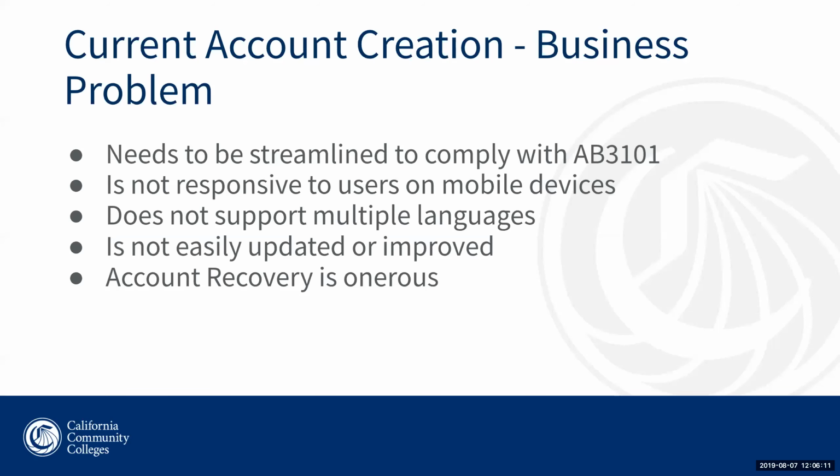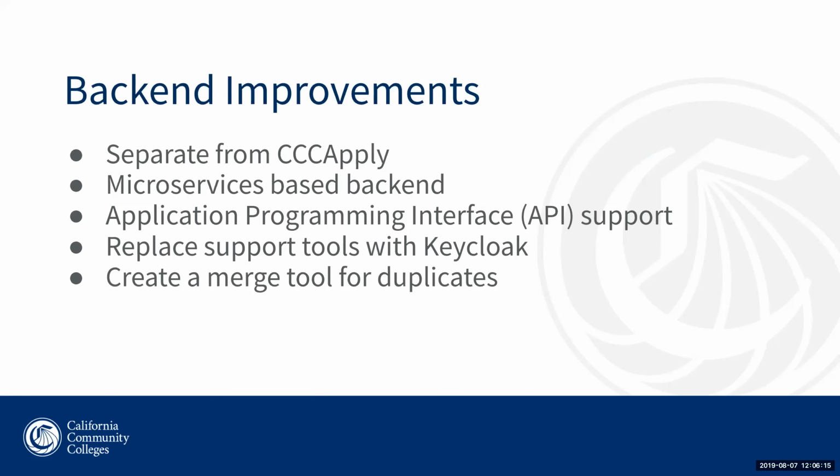So to address these problems, we've started with making some backend improvements in the application. The first one was to separate OpenCCC from CCC apply, and in doing so, update the technology stack. And that's this microservices backend. So we're moving to a more modern architecture that includes application programming interfaces, or APIs. We're looking forward, down the road, to be able to integrate with other applications, and the current technology structure for interacting and integrating with other platforms is these APIs. So we know we need those included in any redesign.